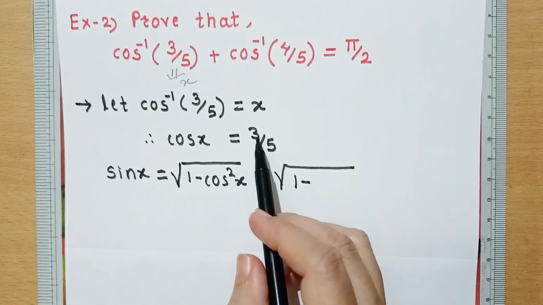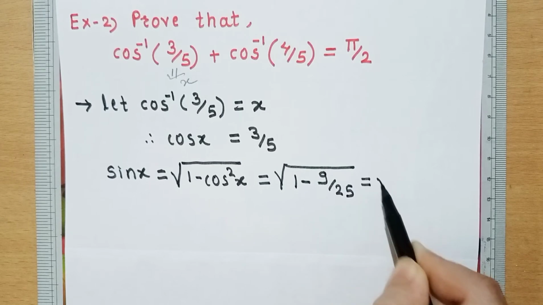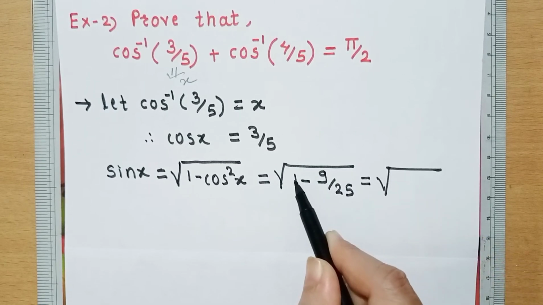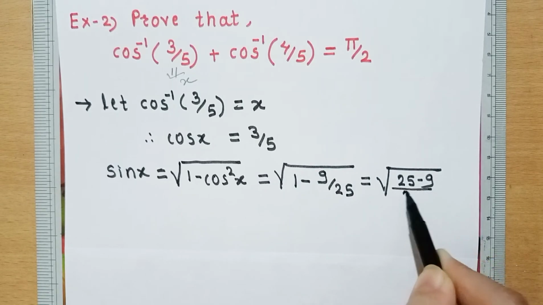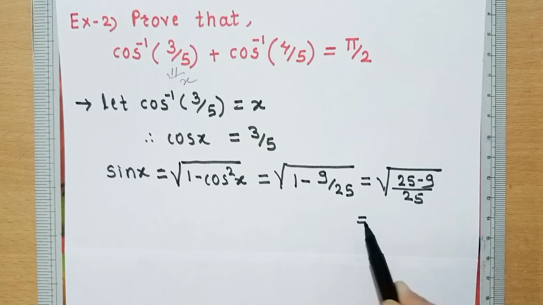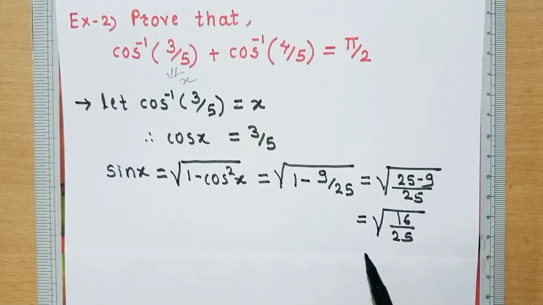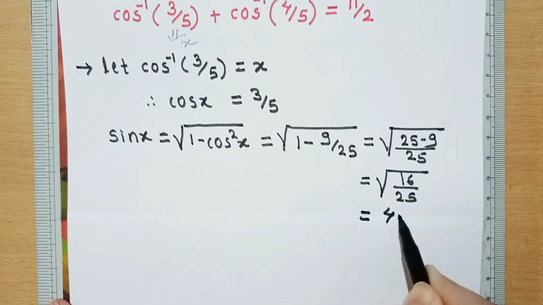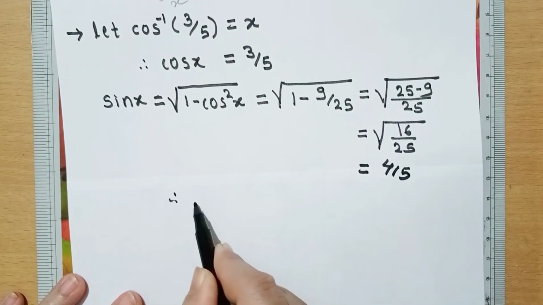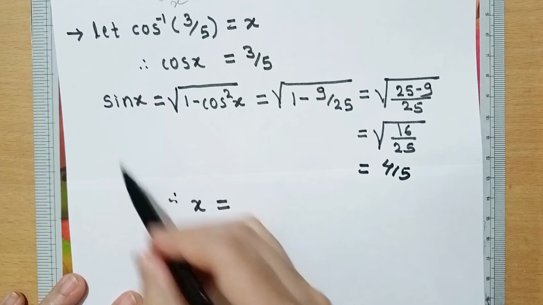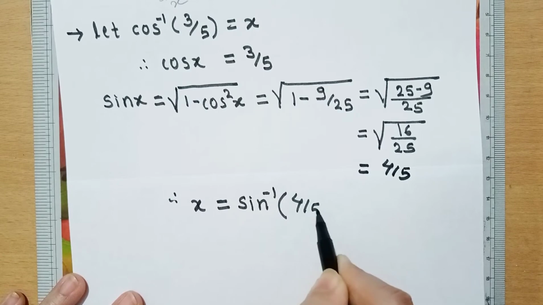Since it is cos square, the square of this is 9 upon 25. And this is equal to, again, 25 ones are 25, minus 9. So I am writing here 25 minus 9 upon 25. This subtraction equals root 16 upon 25, and this is equal to 4 upon 5. So sine of x equals 4 upon 5 and therefore x is equal to, again moving sine to that side, sine inverse of 4 upon 5.